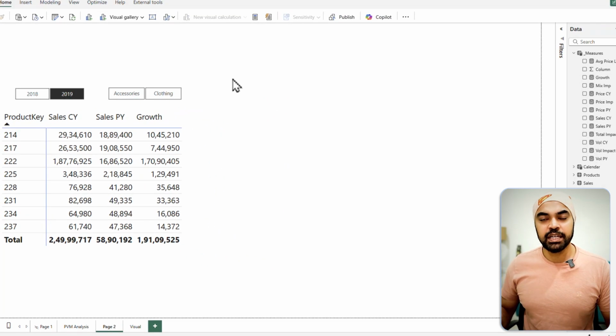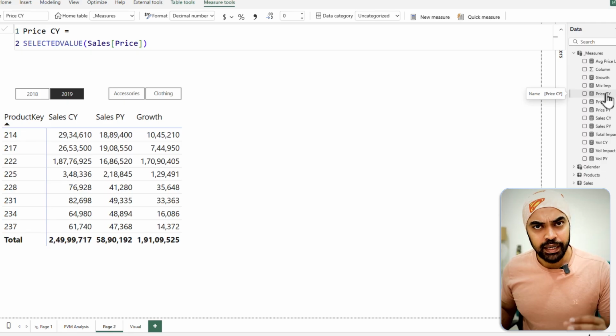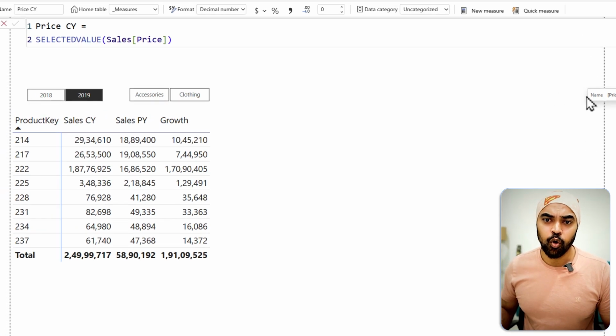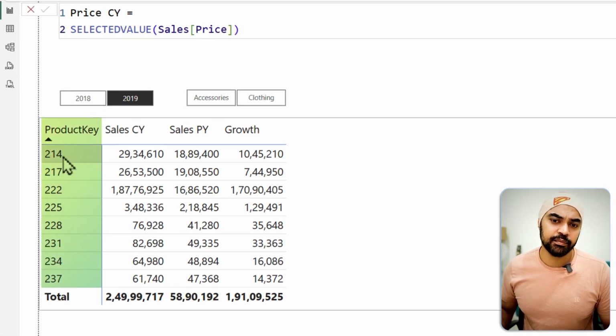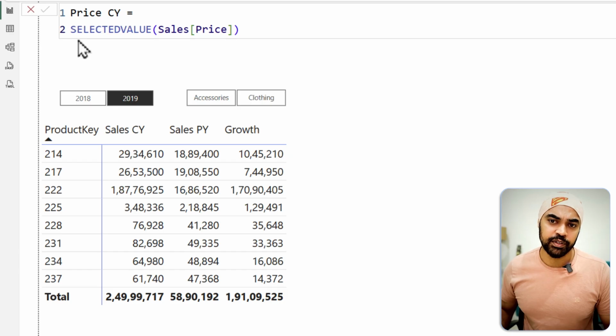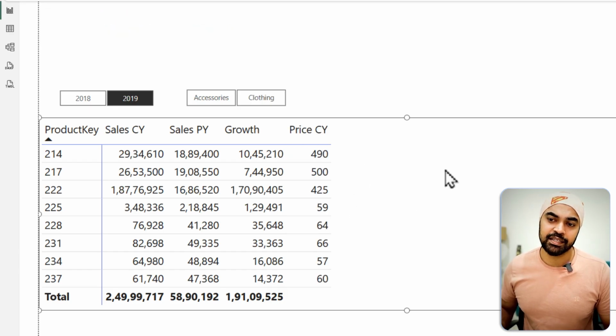Now, in order for me to build out the price changes, I need the price and the volume both. So I'm going to start to create measures. To be able to create the price of the product in the current year, all that I can do is say, hey, take the selected product and find out the price for that. So selected value, sales price. I'm going to drag that off to my pivot table, and that is nothing but my price change.